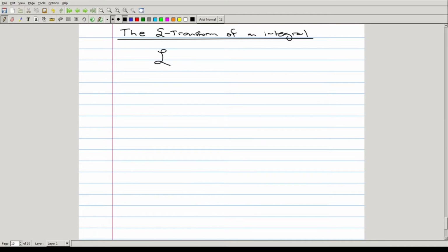The Laplace transform of the integral of a function, definite integral from 0 to t, and I'll use the integration variable u, of f of u du, is going to be equal to 1 over s times the Laplace transform of f of t. This is a function of s, and this is also a function of s.